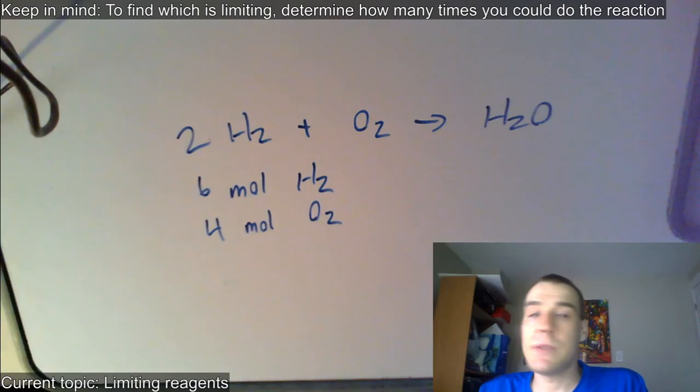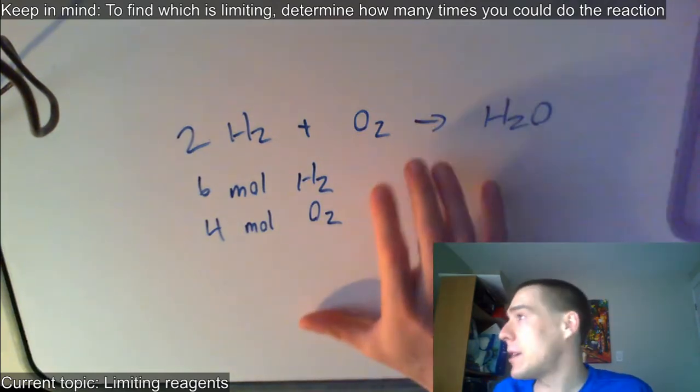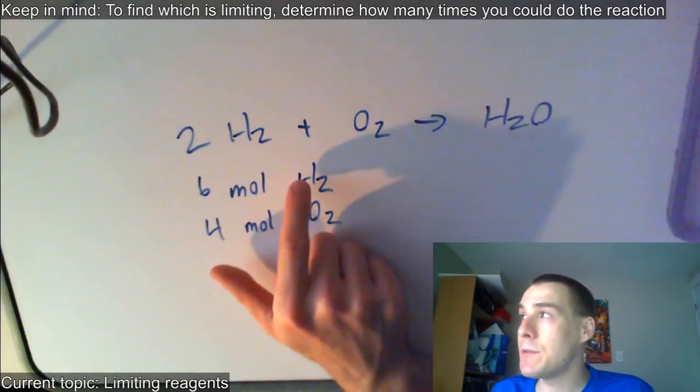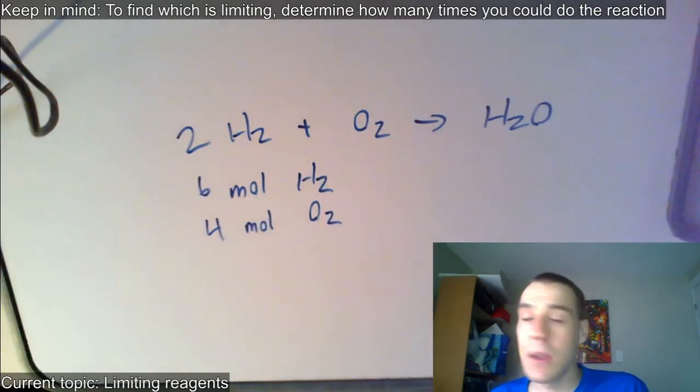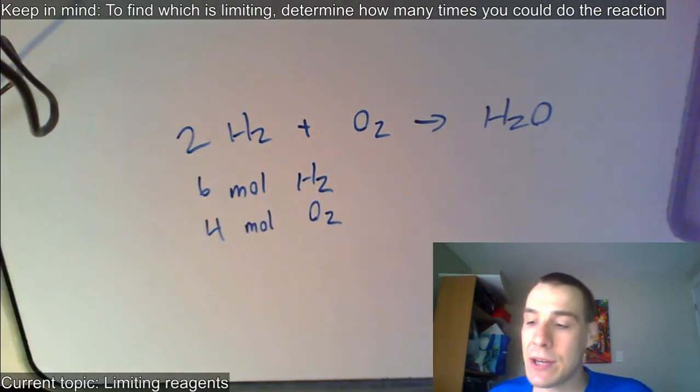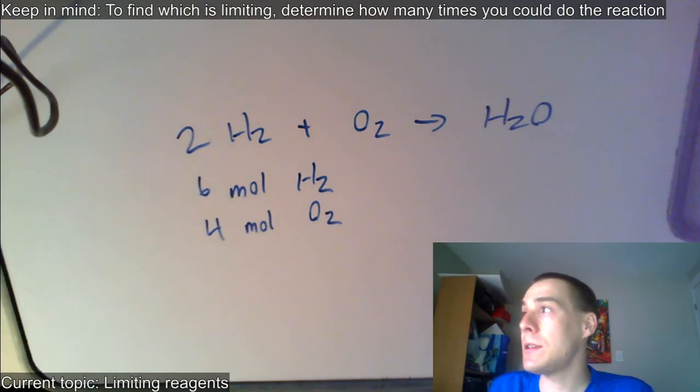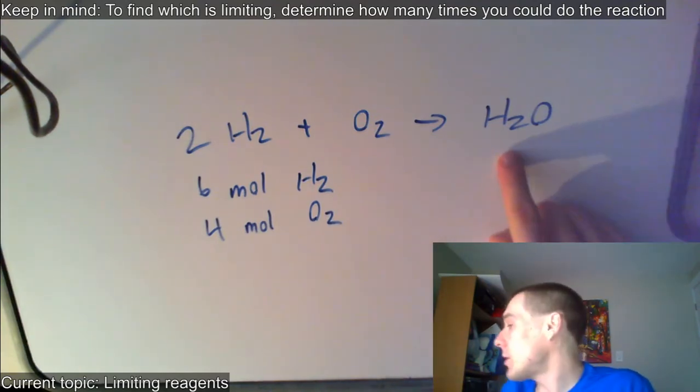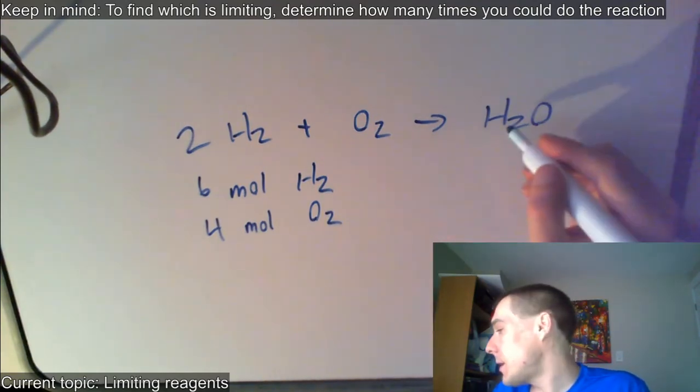So the question here is which one is limiting? And here's our reaction and here's our numbers. We have 6 moles of hydrogen and 4 moles of oxygen. Which one is going to limit our reaction? Well, one way to do this is to work out how much water each one can make.